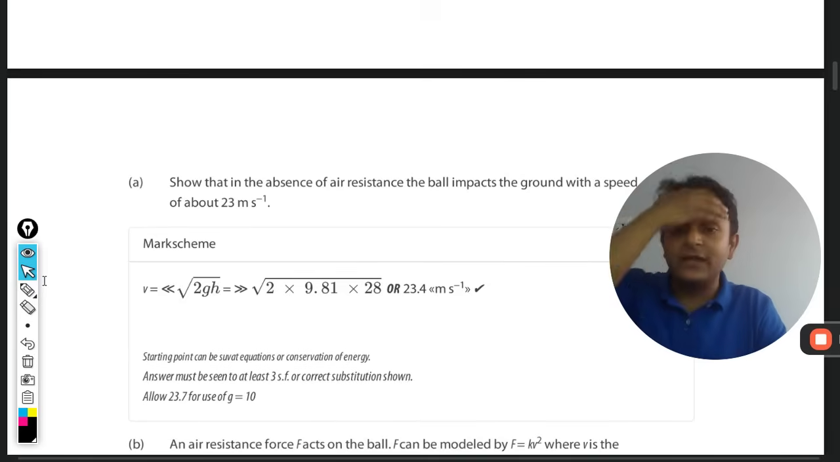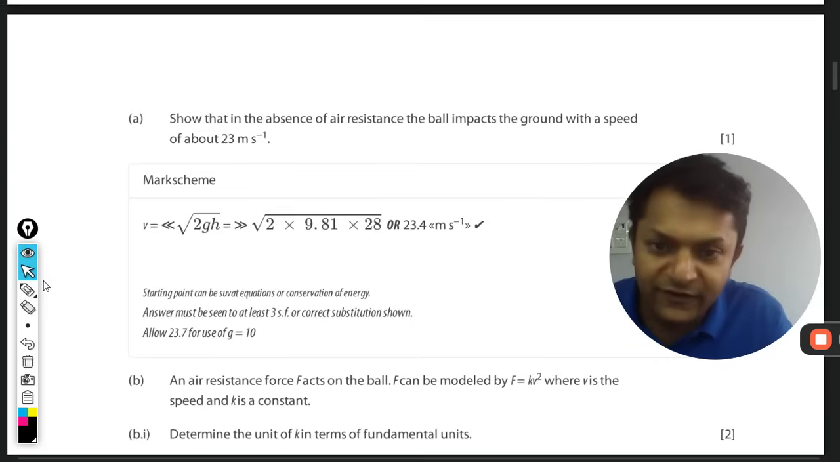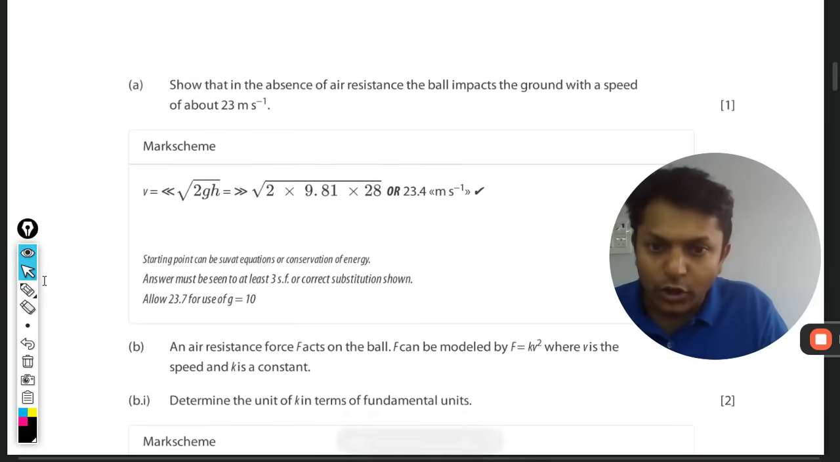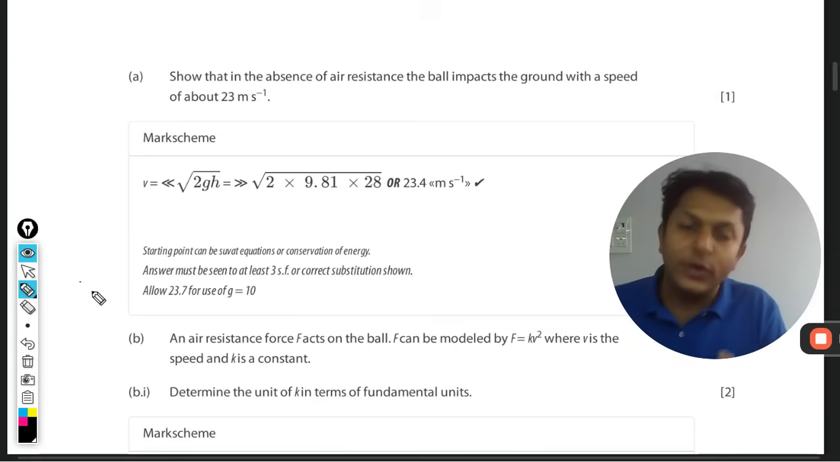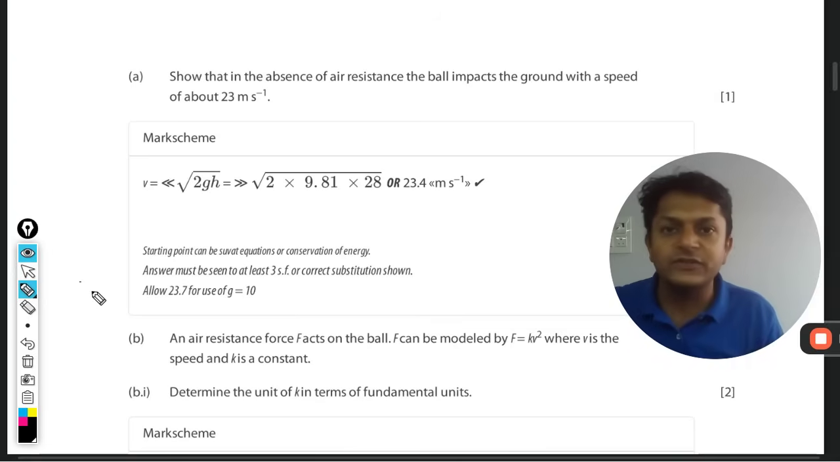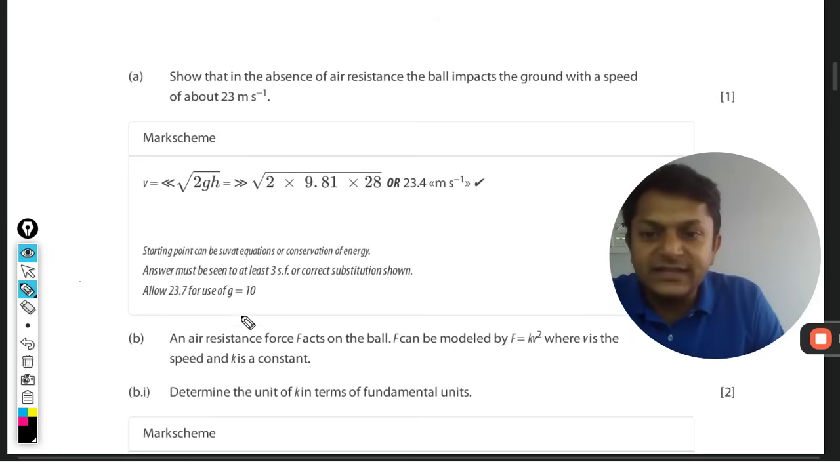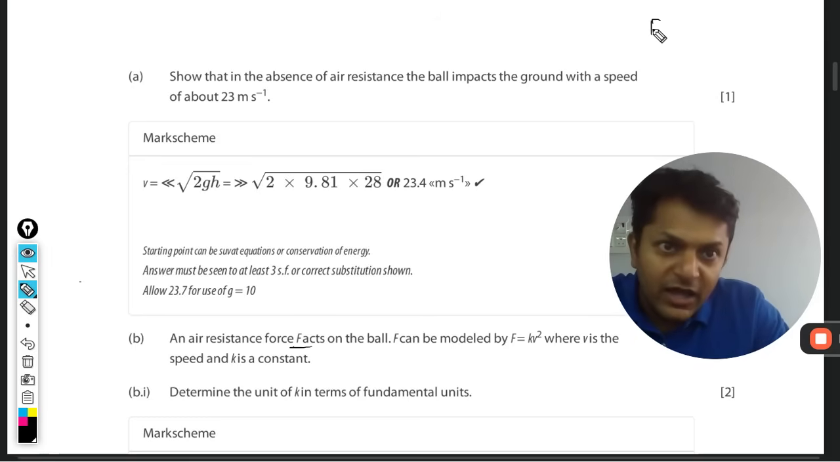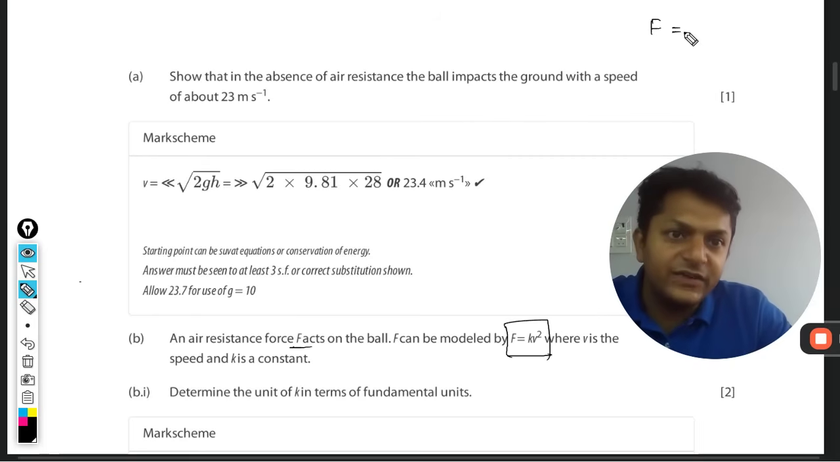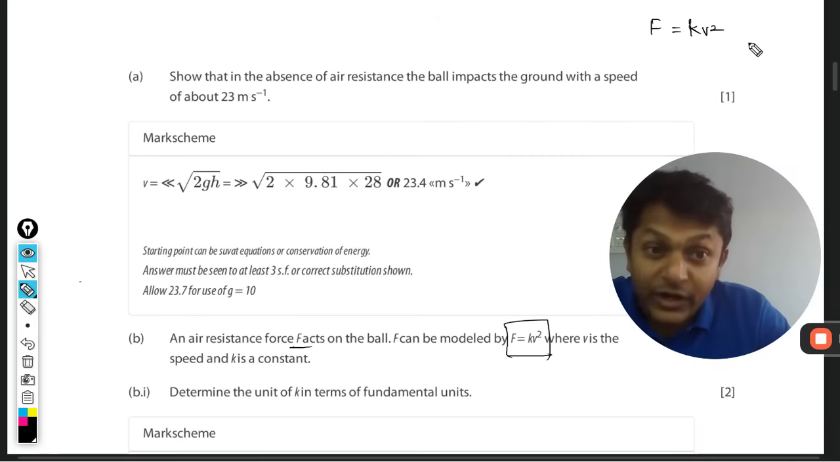This is part A. Part B: an air resistance force F acts on a ball. Okay, so earlier it was said that there is no air resistance and we were using the formula which was simple kinematics. But in this case now, there is an air resistance, there is a drag force F, and it is also given here that F is equal to kv squared.